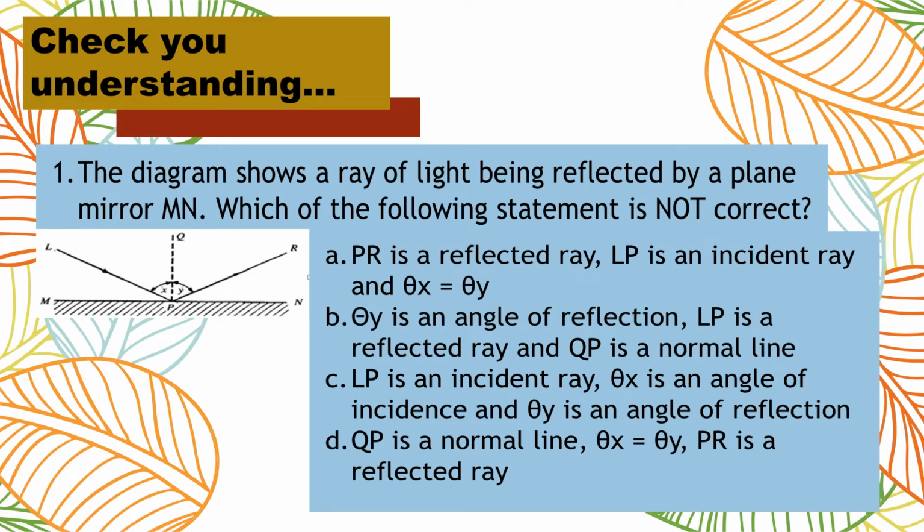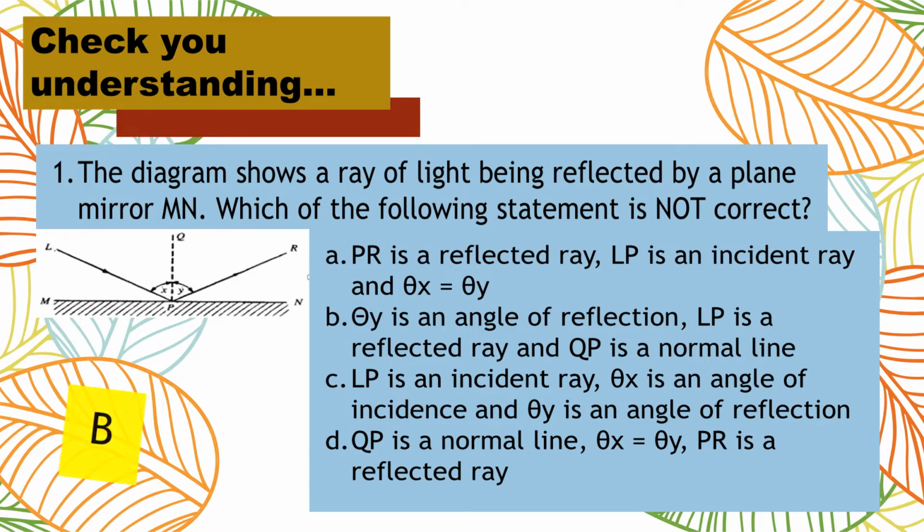Letter C. Ray LP is an incident ray. Angle X is an angle of incidence, and angle Y is an angle of reflection. Letter D. Line QP is a normal line. Angle X is equal to angle Y, and ray PR is a reflected ray. Okay, what is your answer?